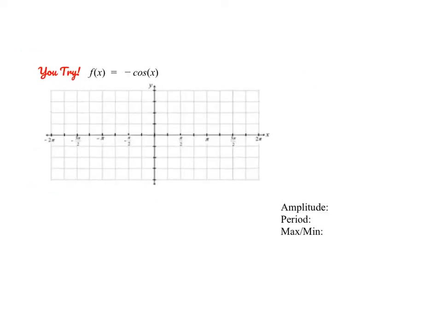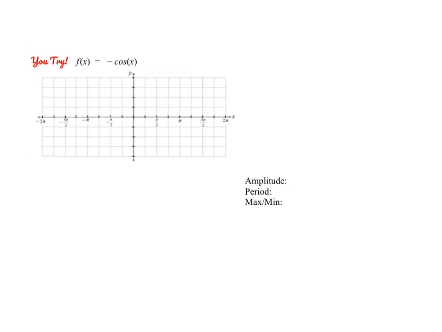Okay, so at this point I'm going to ask you to pause the video and give this one a try. So we have negative cosine of x. So make sure you're starting with those 5 key points for cosine. And we'll check our answers in just a few moments.